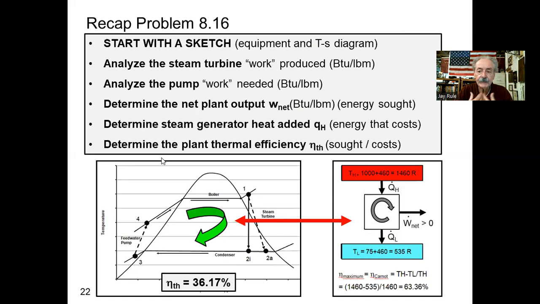Let's recap. We are getting close to the end. You say, thank goodness, I didn't think this guy was ever going to stop. We've been going 44 minutes now. Let's recap because we've covered a lot of material. We started with a sketch. In fact, we started with two sketches. We drew an equipment diagram that described the states and the given information. We also drew a TS diagram, and here it is. We observed on the TS diagram that we're going in a clockwise manner.